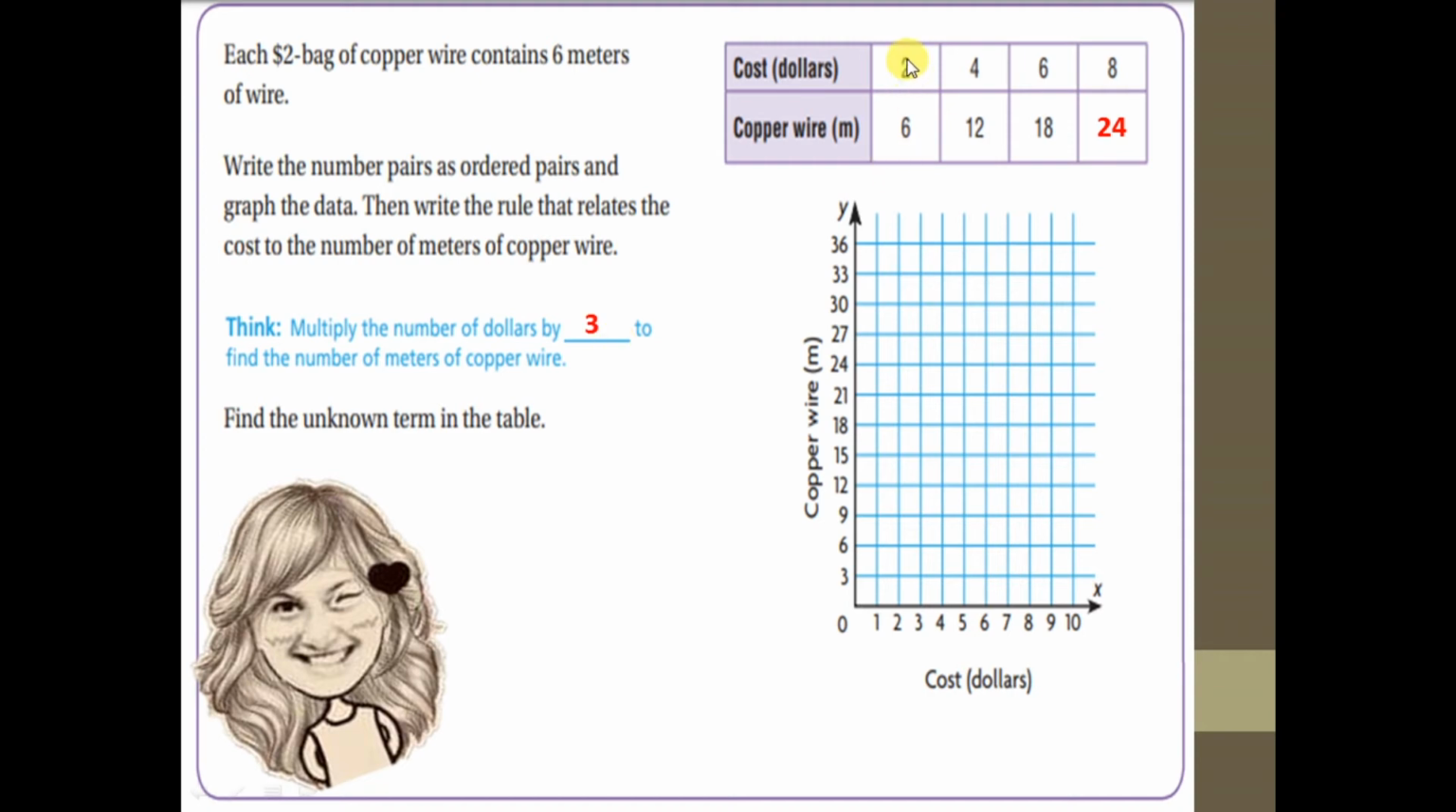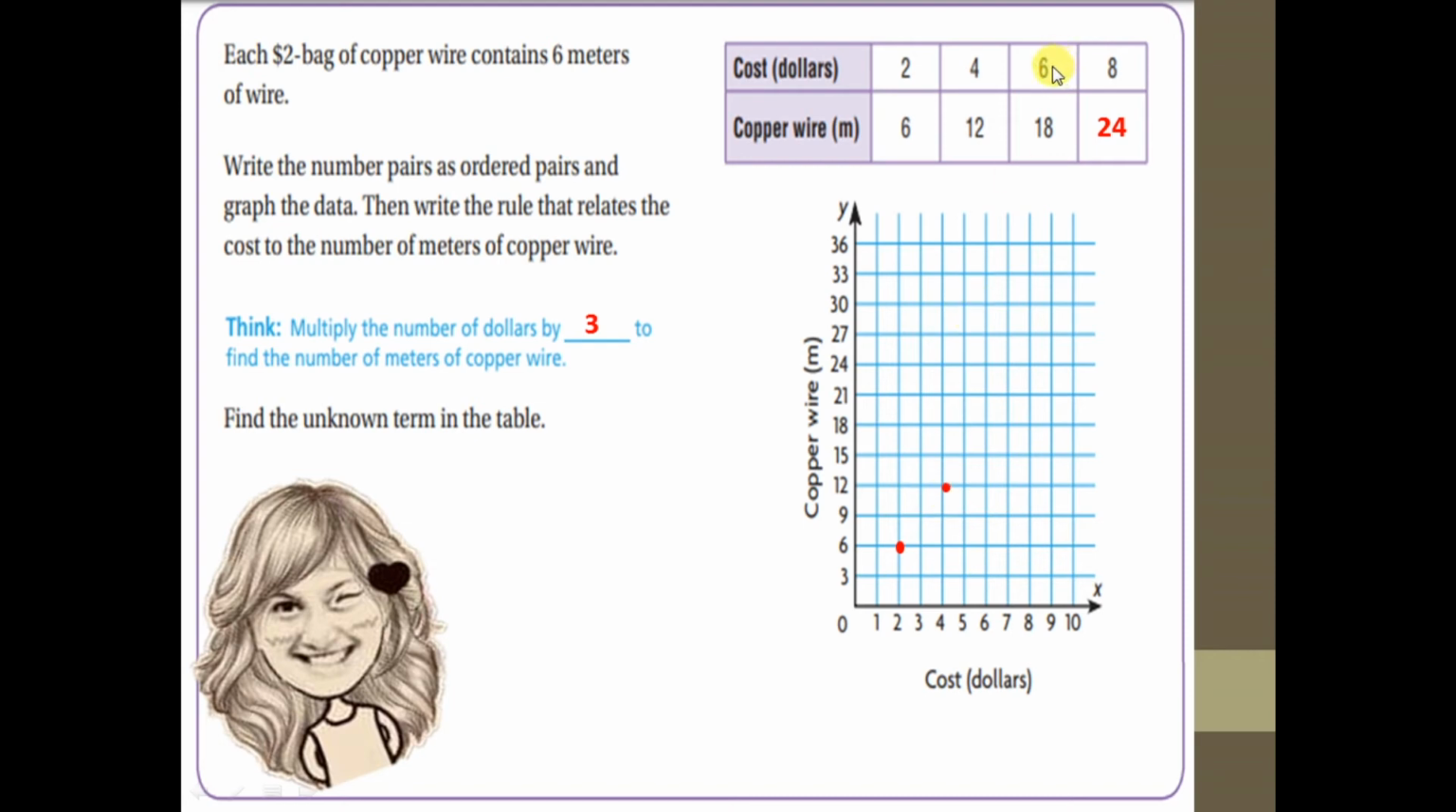And now let's see the points. The first ordered pair here is 2, 6. Let's graph it. 2, we start from the origin, we go to 2, then we go up till 6, and here's the first point. The second point is 4, 12.